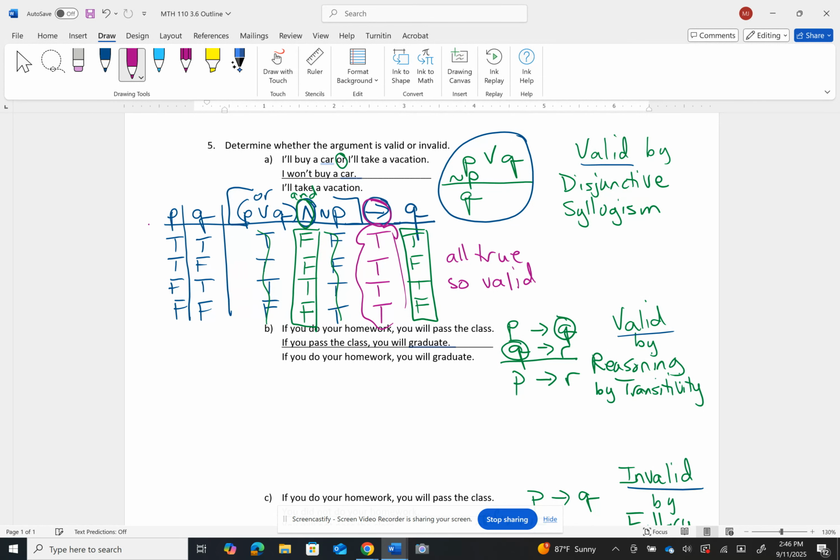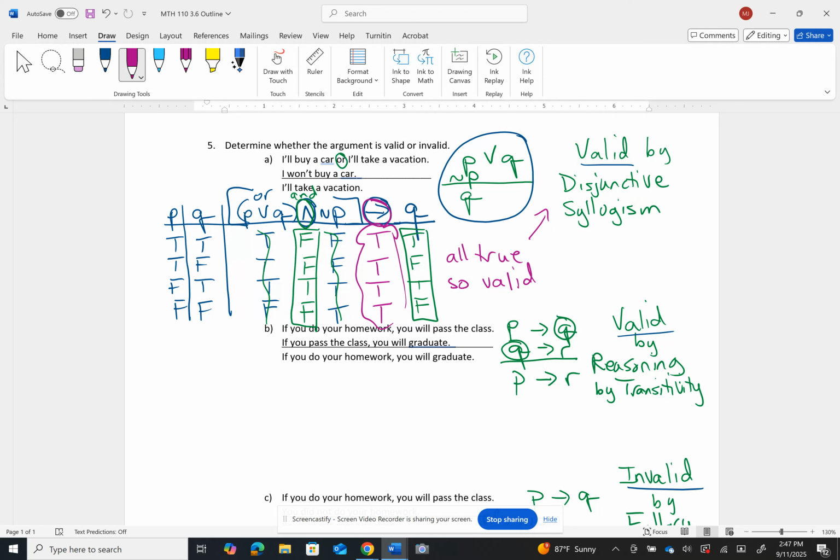So if I were given the option, I could have done a truth table to determine that it's valid. If I'm told to compare it to an argument form, then I need to do this. I need to write the argument symbolically and then recognize which of the argument forms it is to decide whether it's valid or not. And I need to be able to name that argument form. So you need to work on that. All right, this one we know is going to be valid.